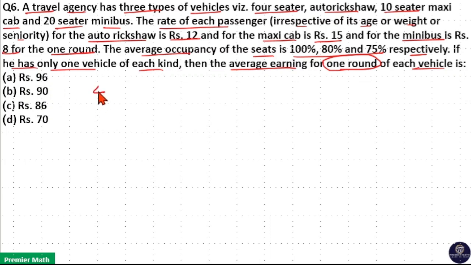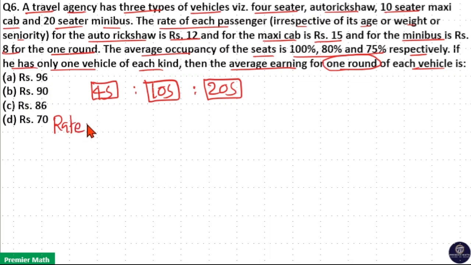Here, a travel agency has 4-seater auto rickshaw, 10-seater maxi cab and 20-seater minibus. Now, rate for auto rickshaw for one round is rupees 12 and rate for maxi cab for one round is rupees 15 and rate for minibus for one round is 8.